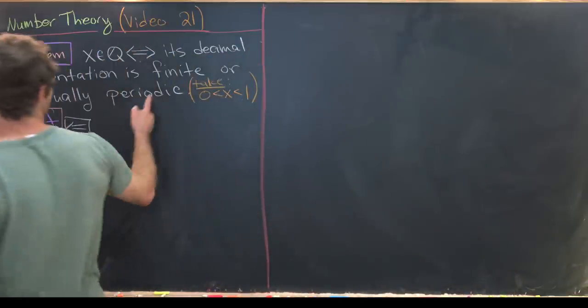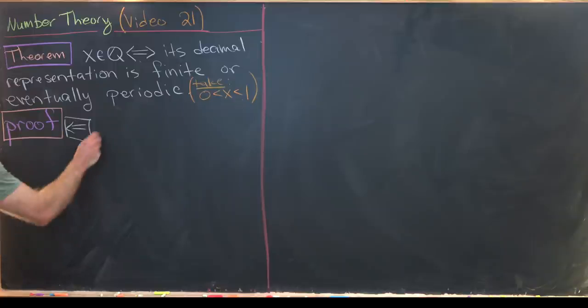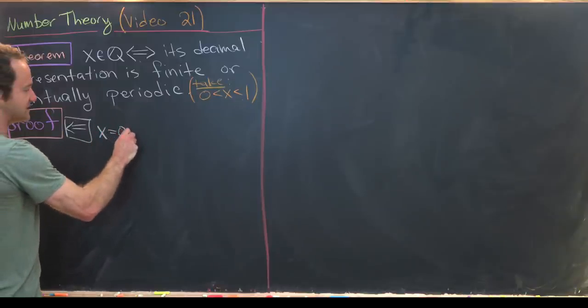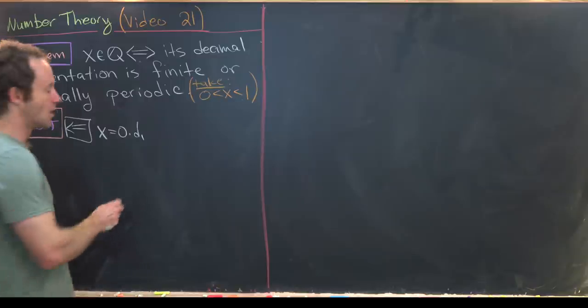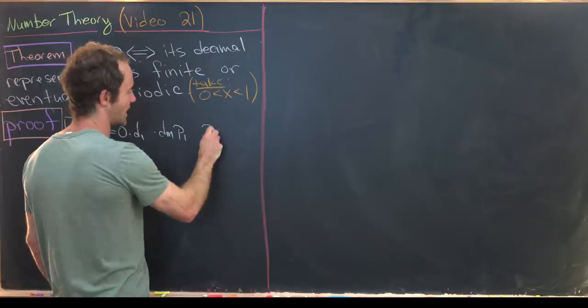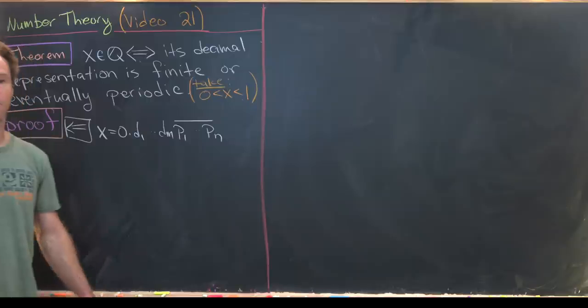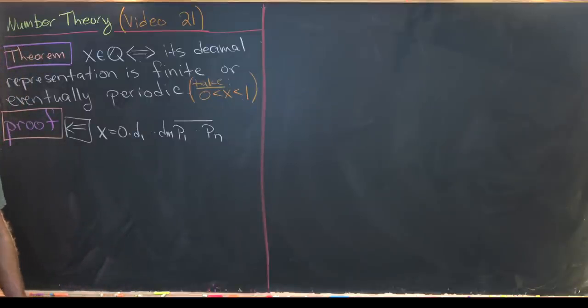Okay, so that means we want to assume that our decimal representation is finite or eventually periodic. So we'll in fact assume that it's eventually periodic, but that's really a more general case of finite, which we'll talk through after we write it down. Okay, so let's assume that x has the form 0.d_1 all the way up to d_m, and then p_1 all the way up to p_n, and then this repeats. So I'll use the notation where we have a bar over this to mean that this repeats.